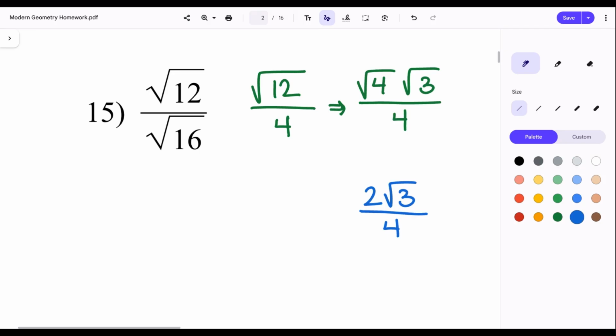Now these whole numbers, you can reduce them. If they have anything in common, you can take stuff out. So this would just become square root of 3 over what? Not 1, 2. Because this becomes a 1, this becomes a 2.